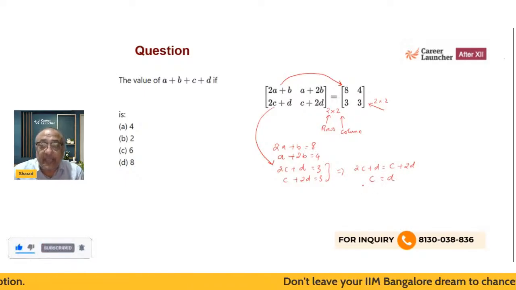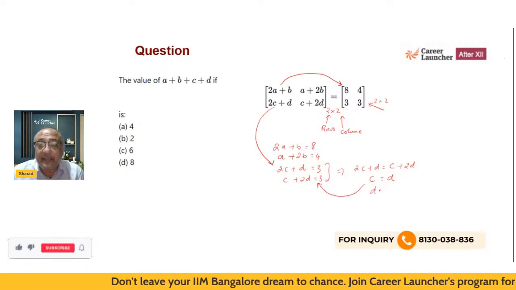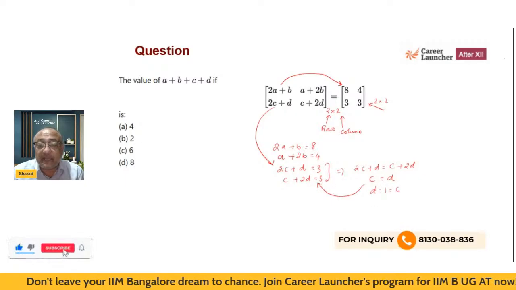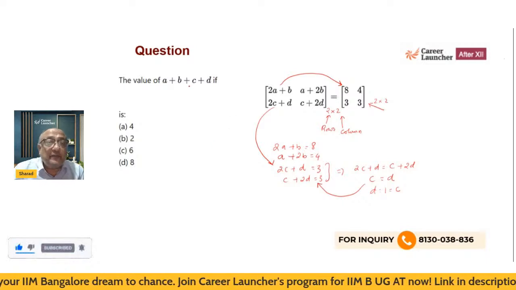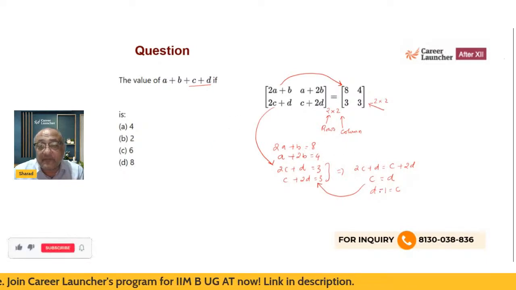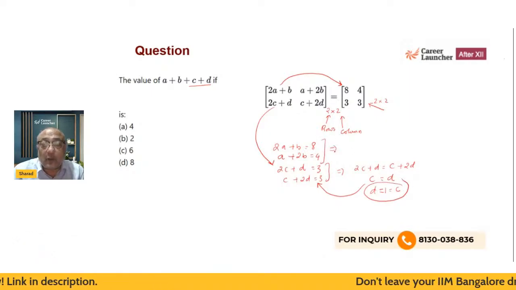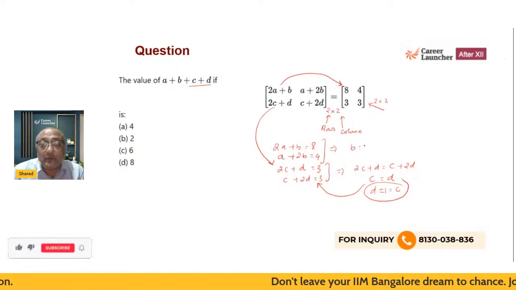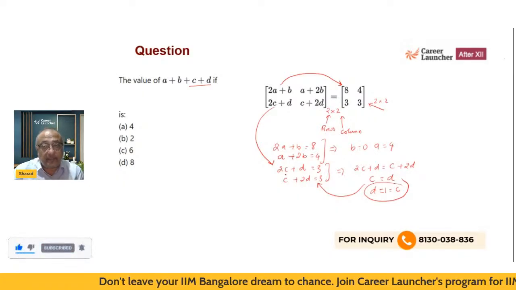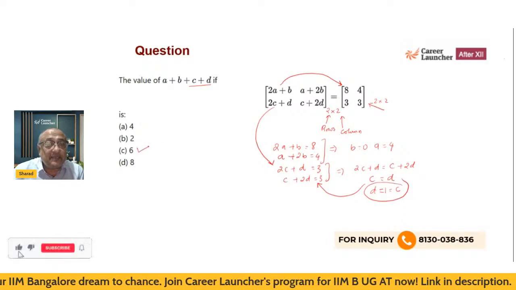That is the first thing. And if I put this result, c equal to d, over here, I'll get d equal to 1 as well as c. So wow, out of these I have got the values of d as well as c. Now, how do I get the values of a and b? It is simple. We'll solve this and we'll get b equal to 0 and a equal to 4. If these are the values, then of course my answer is 6.